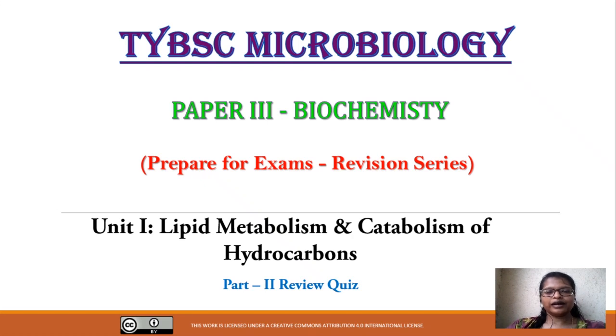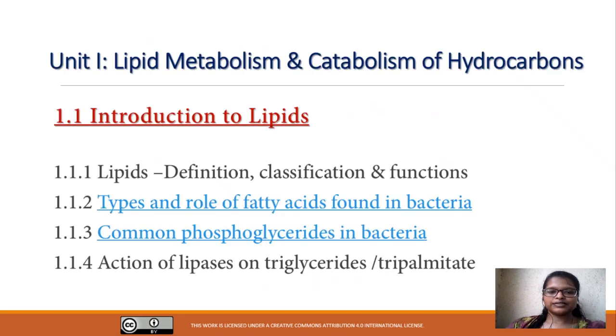We are doing our revision on paper 3 biochemistry, unit number 1, lipid metabolism and catabolism of hydrocarbons. We did in the last video these two topics: types and role of fatty acids found in bacterium and the common phosphoglycerides in bacteria. So today in this video we are going to review these topics. We are going to solve 5 questions and find out how much we remember from the last video. Shall we get started?